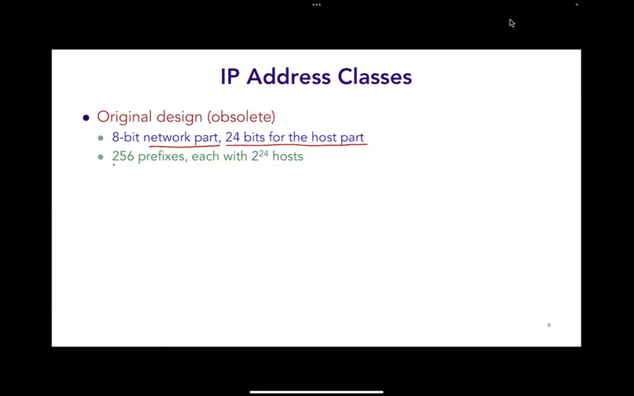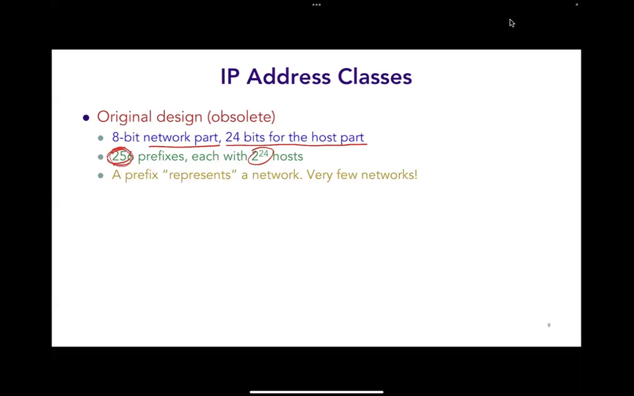The assumption was that there would be a maximum of only 256 organizations in the world, and each organization would get 2 to the power 24 hosts. That was a very bad assumption. Obviously, we have hundreds of thousands of organizations looking to get smaller blocks of IP addresses. Nobody needs 2 to the power 24 IP addresses. Even a few IP addresses might be sufficient. So very few networks were available to us, and that is why this design was made obsolete very quickly.